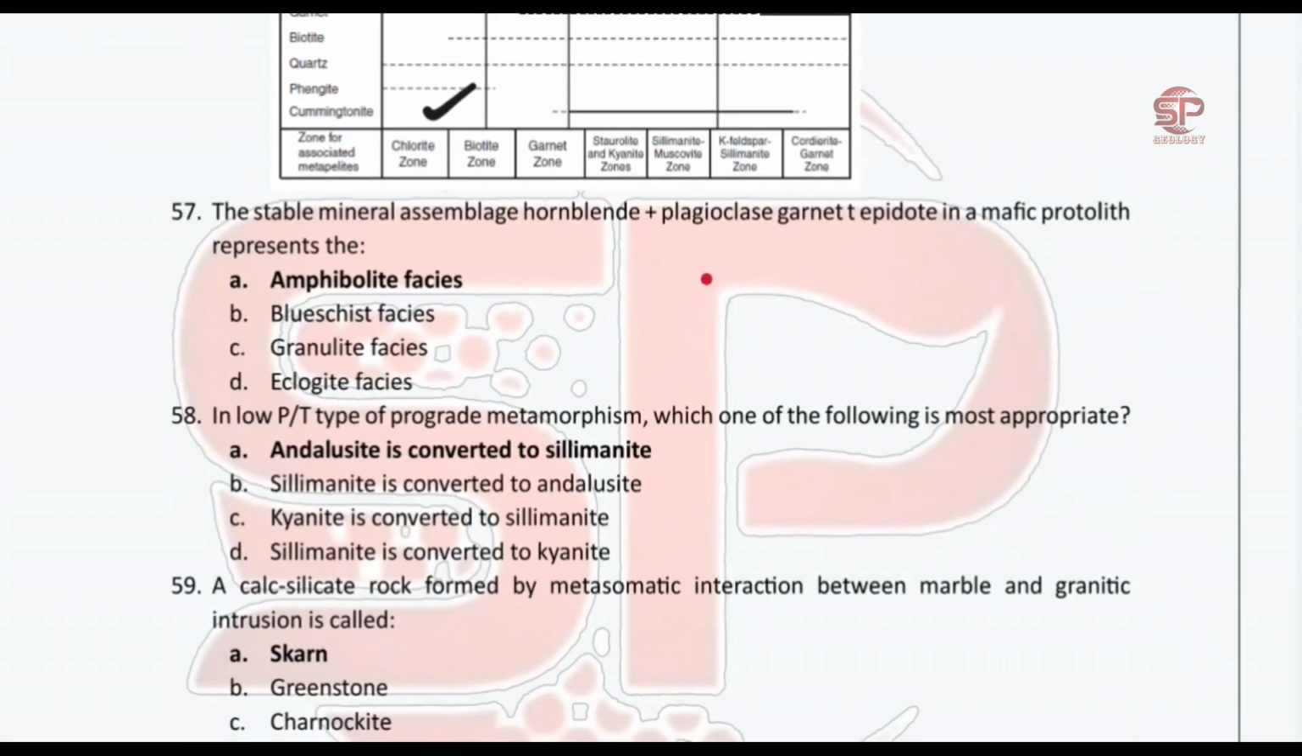Stable mineral assemblage of hornblende, plagioclase, garnet. So hornblende and plagioclase is the characteristic mineral of, you can say, amphibolite facies. It is the mafic assemblage. Answer will be amphibolite facies.